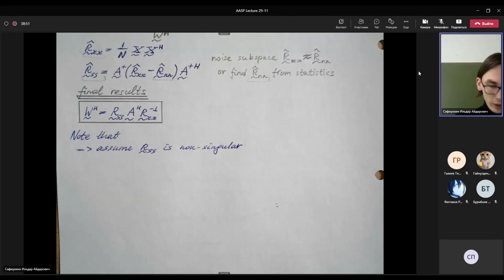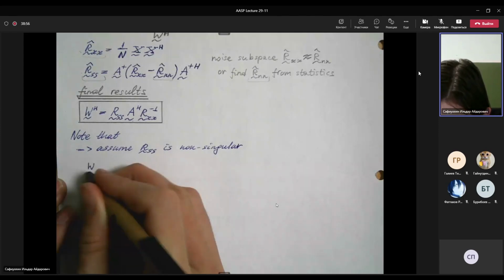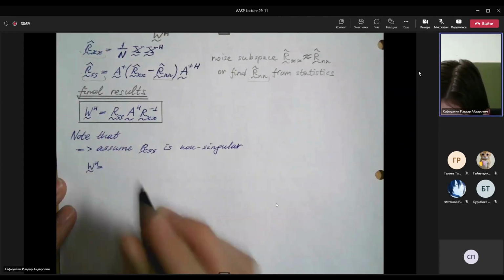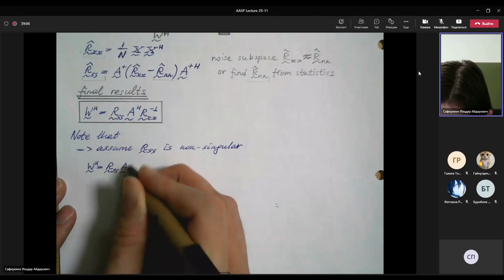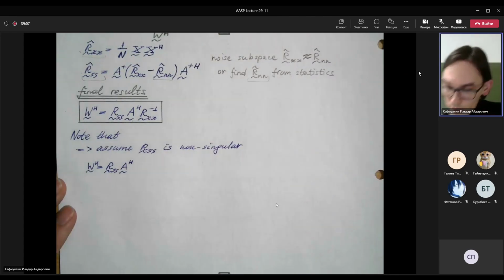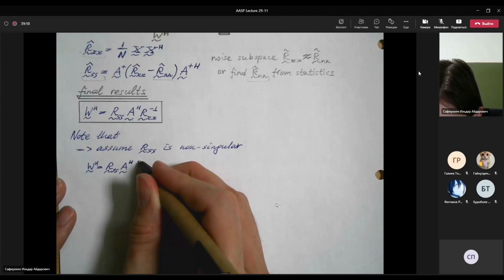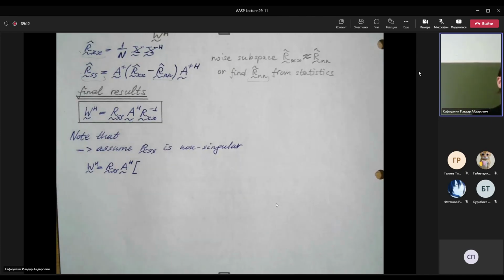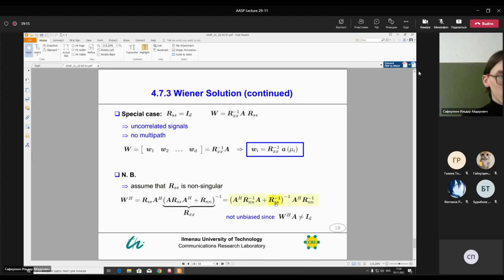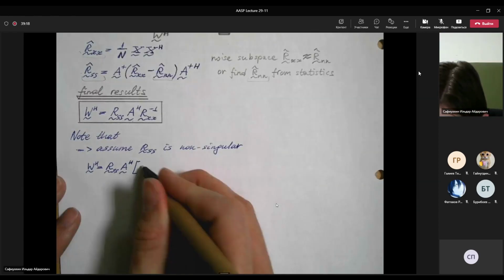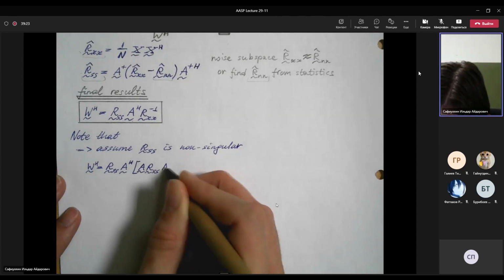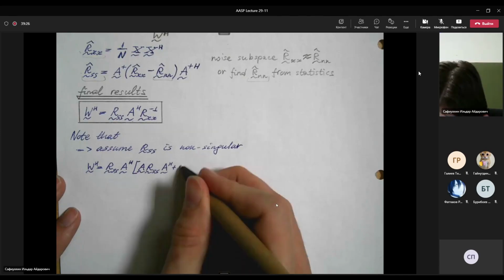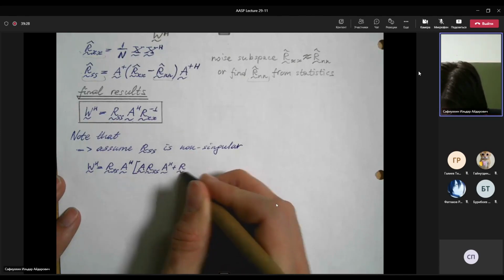In this case, we can rewrite W Hermitian as follows. So W Hermitian is equal to the multiplication of RSS times A Hermitian, and here instead of RXX we write down A times RSS times A Hermitian, times A Hermitian plus RNN.